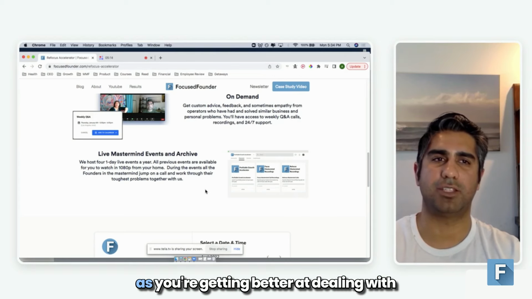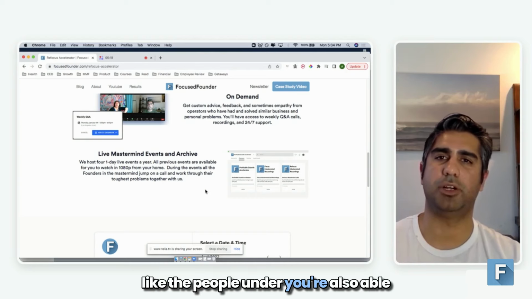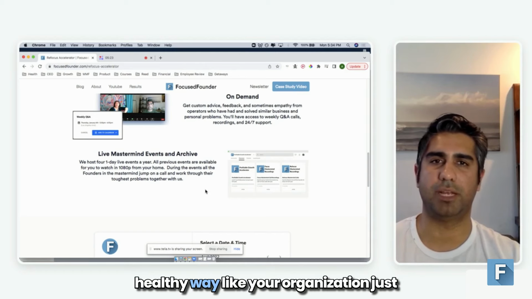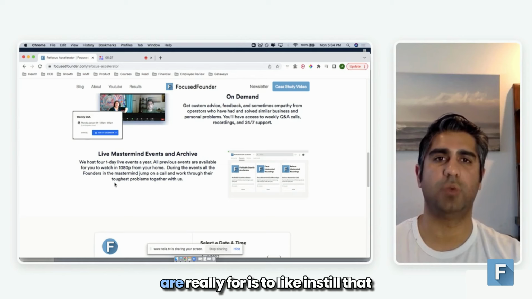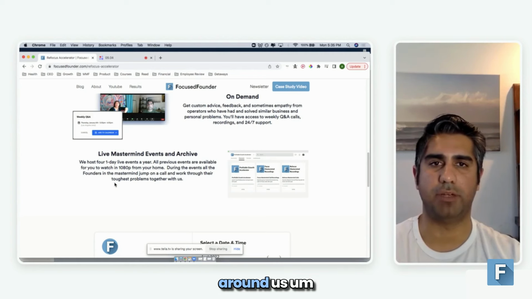And as you're getting better at dealing with that emotion, the people under you are also able to deal with that emotion significantly better. And when they deal with it in a healthy way, your organization just gets better over time. And that's what these events are really for, is to instill that within you guys through all the people that we have around us.